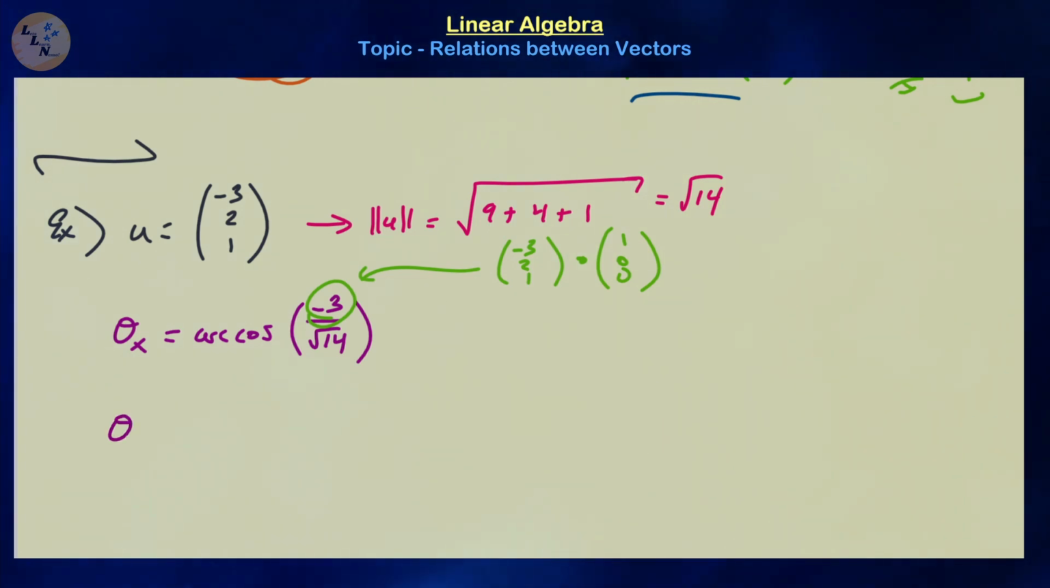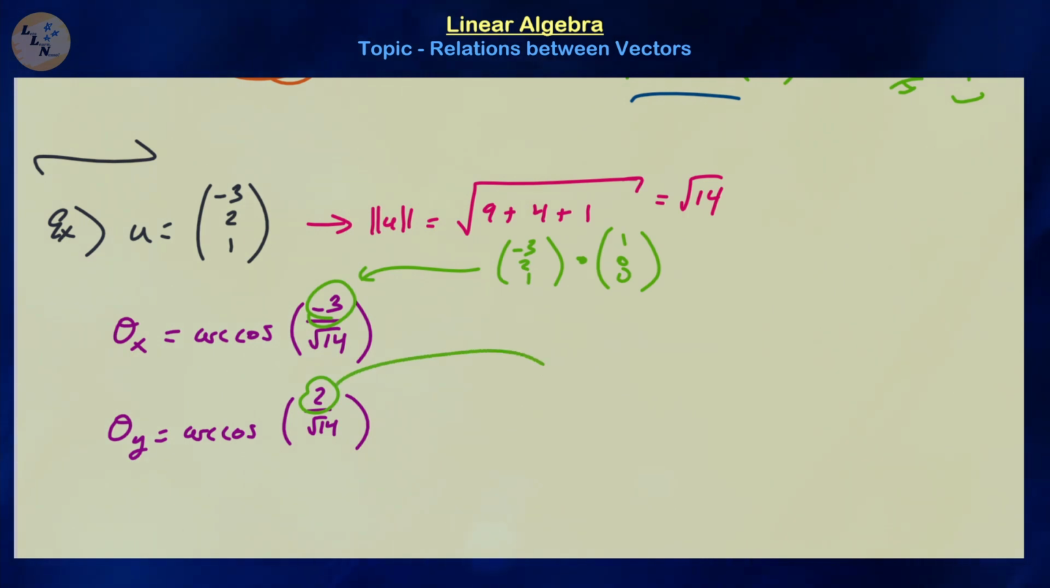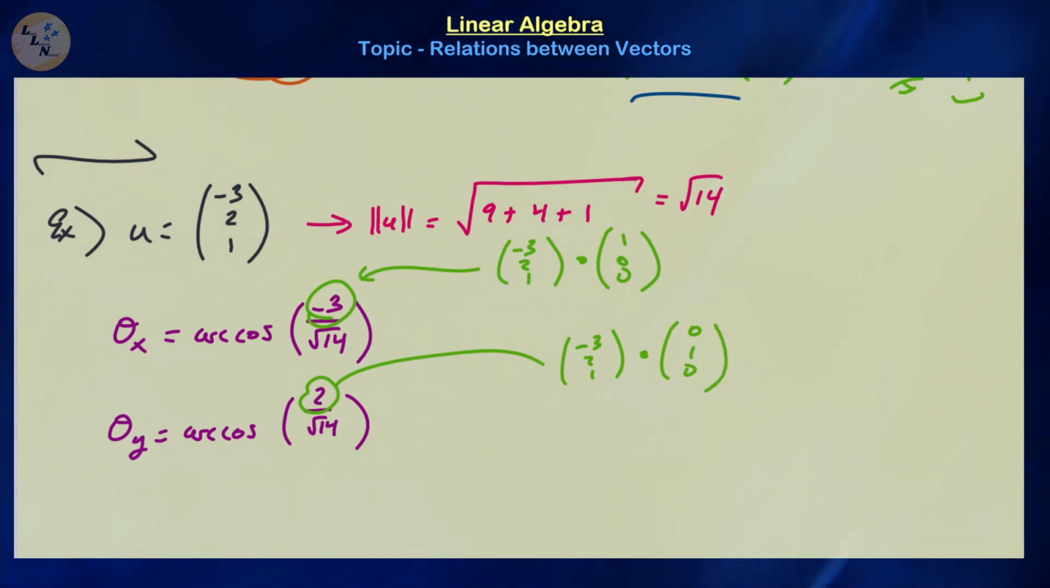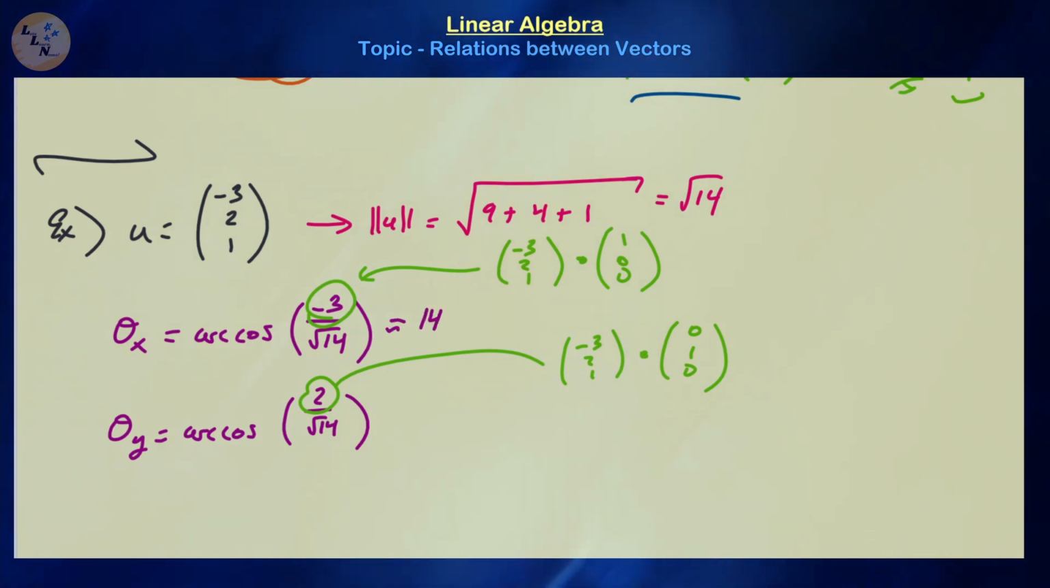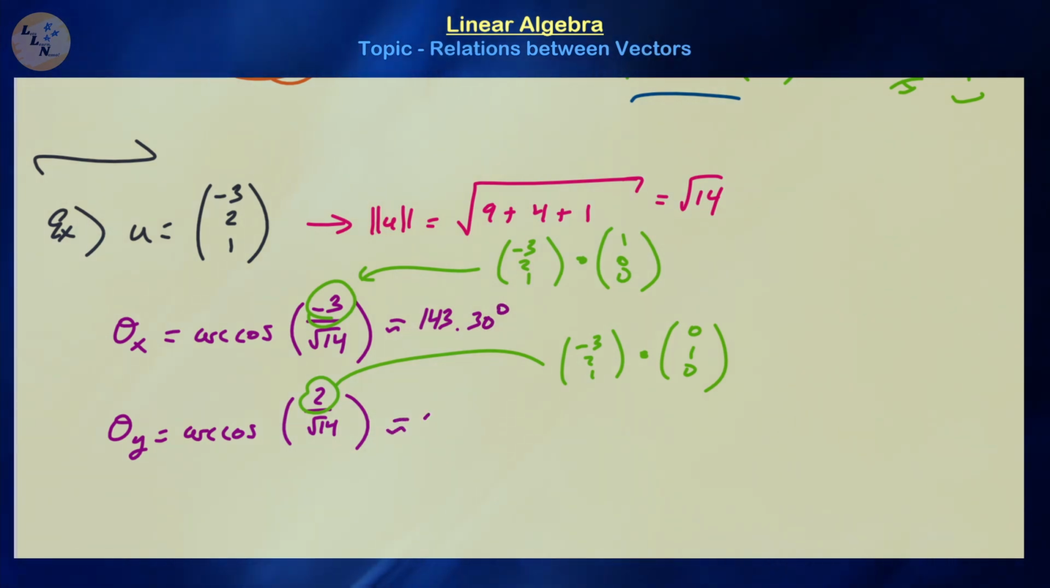So how would you find theta y? That's going to be equal to the arc cosine of 2 divided by the square root of 14. And again, where is this 2 coming from? It comes from the dot product of (-3, 2, 1) with (0, 1, 0), which kills off all of the values except for that second term. You can find that theta x is approximately equal to 143.30 degrees, and theta y is approximately equal to 57.69 degrees.